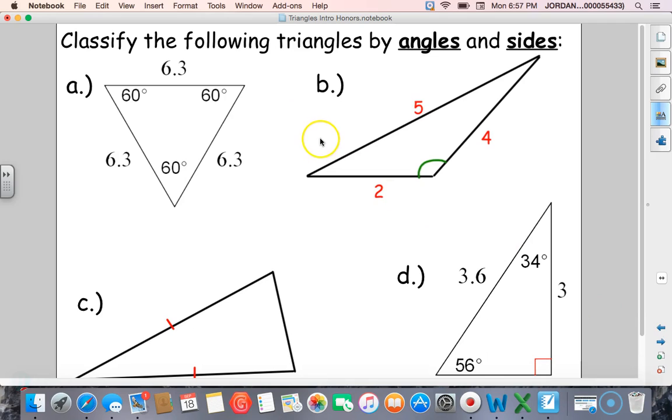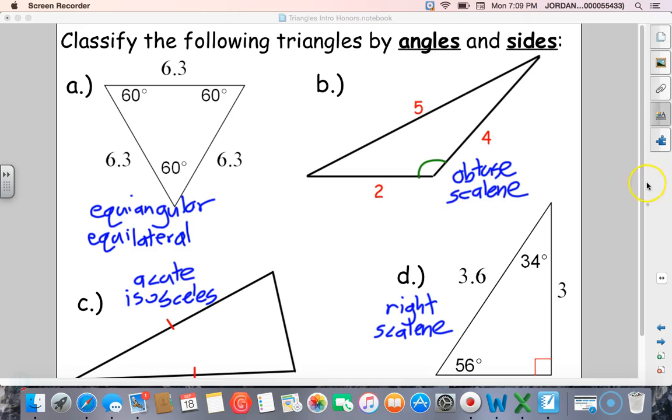Okay, so I'm going to go ahead and pause it real quick and let you guys classify these four examples right here. I want you to classify by their angles and by their sides. So there should be two words to describe each one of these four triangles. All right? So I'm going to go ahead and pause it, and you guys try them, and I'll go over them.